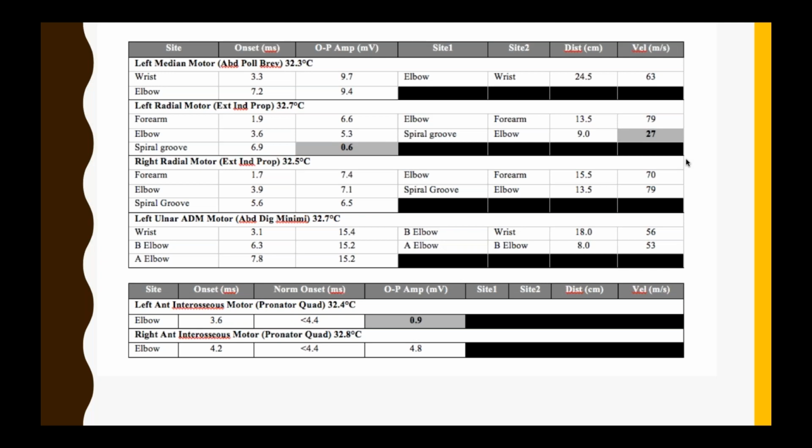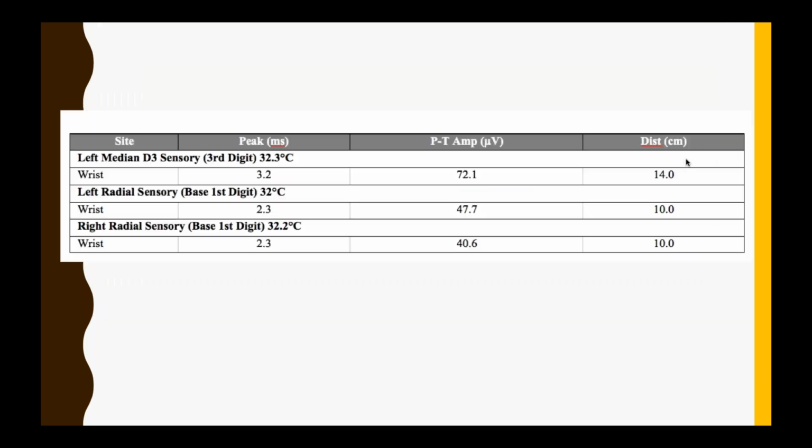The left median to the APB had normal velocity and normal amplitude, but the anterior interosseous, recording off the pronator quadratus, we had normal latency, but again, a significant drop in amplitude compared with the left and the right. Sensory nerves all checked out, normal amplitude, normal latencies.